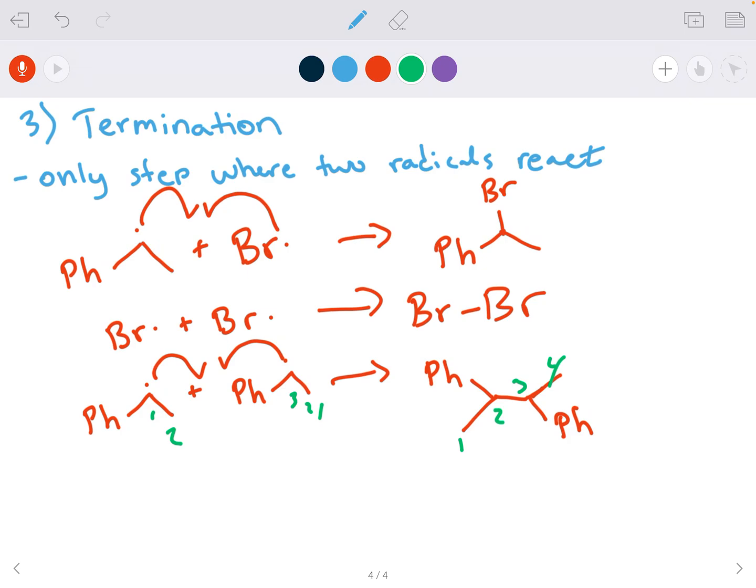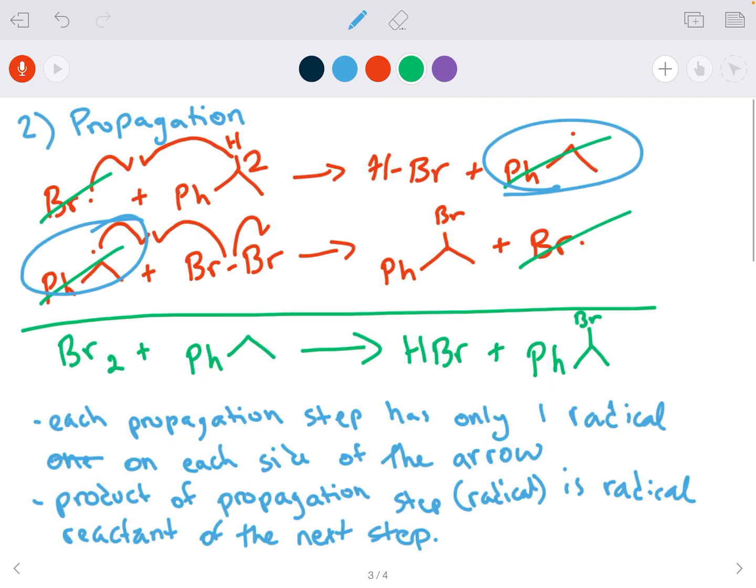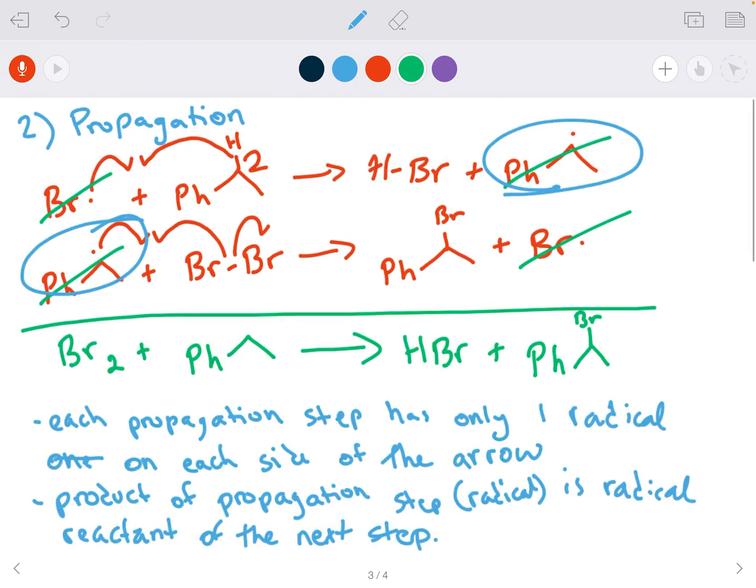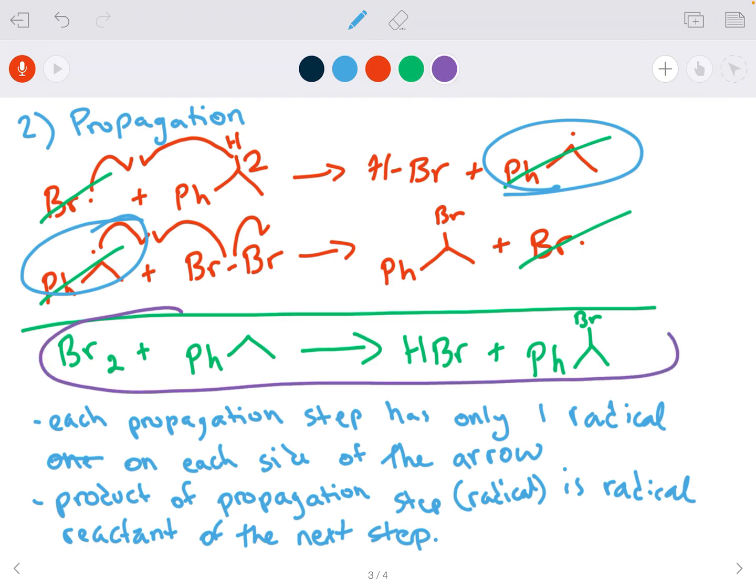But the biggest takeaway here: during the propagation phase, you never have two radicals react with each other. One radical on each side of the arrows, and then once you get to the termination phase, that's when you have the radicals react together. And with the propagation phase, again, you sum up the steps in the propagation to give you your net reaction.